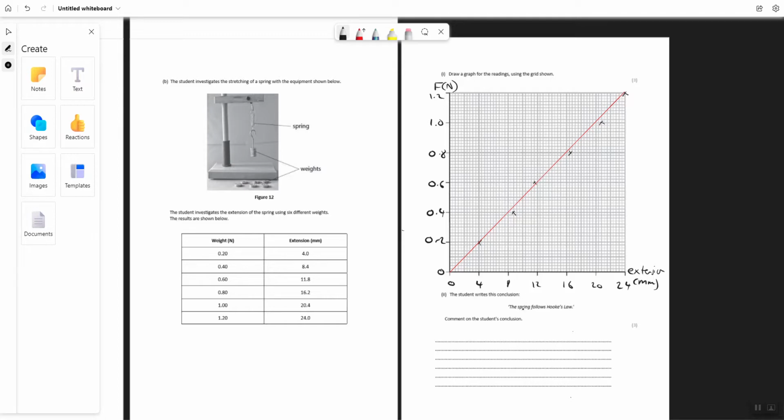Student writes this conclusion: the spring follows Hooke's law. Comment on the student's conclusion. So this question is basically saying, are they right? And if they're right, how do you know?